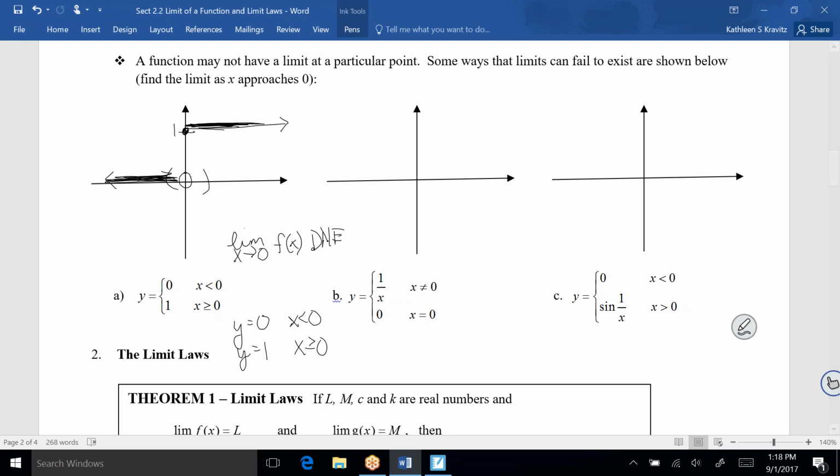All right, let's look at another example for part B. And again, it's a piecewise defined function. y is equal to 1 over x whenever x is not equal to 0. So we can draw that. So we know that when x is 1, y is 1. So (1, 1) is a point. When x is 2, y is 1/2. When x is 1/2, y is 2. And this is a reciprocal function, so we can draw this like this.